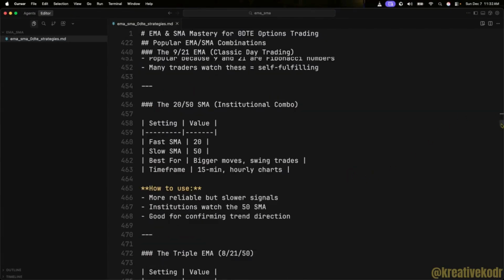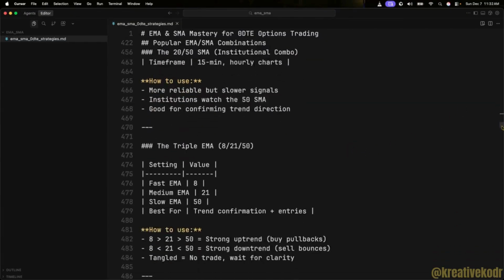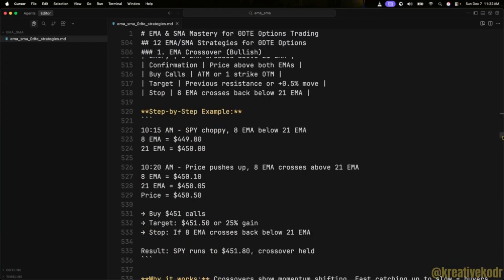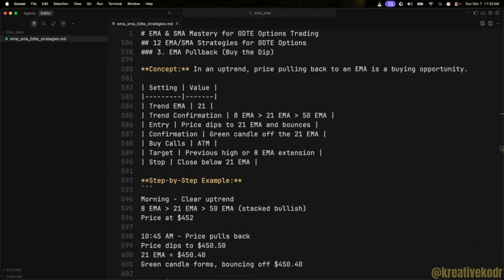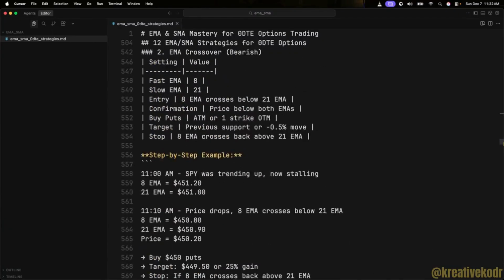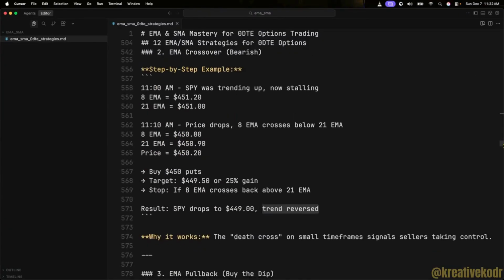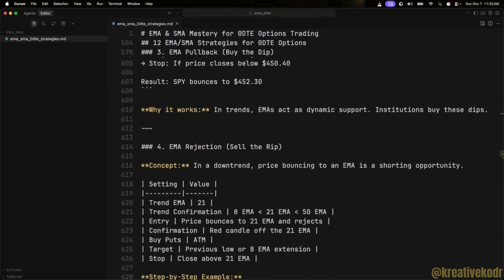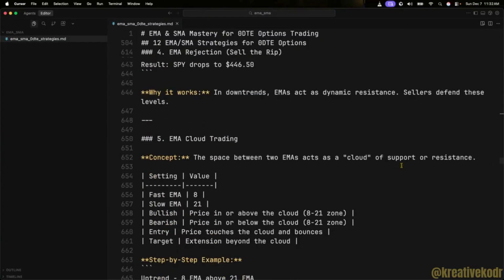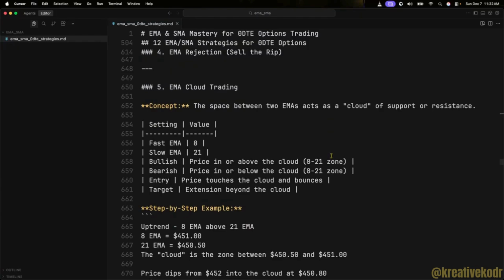There's also the institutional 20/50 and then the triple EMA. We're going to go over different EMA strategies, but I have one that I want us to use as a basis. Here we go. So we're going to be building out our strategy now that we have a firm understanding of what EMA is and how it works. And we're going to be using EMA cloud trading.